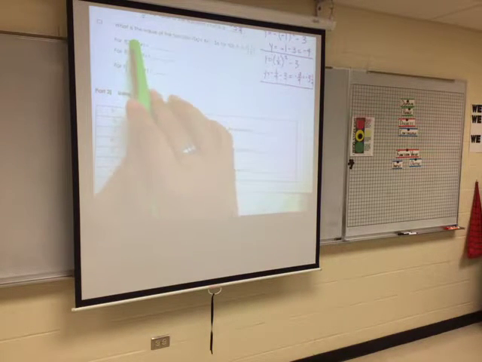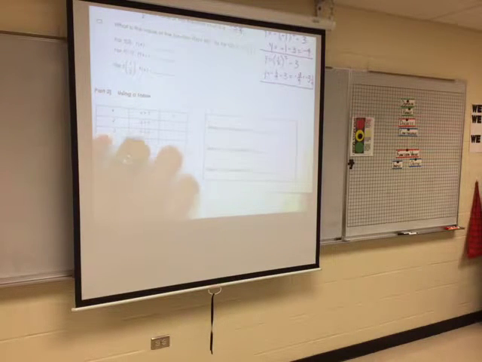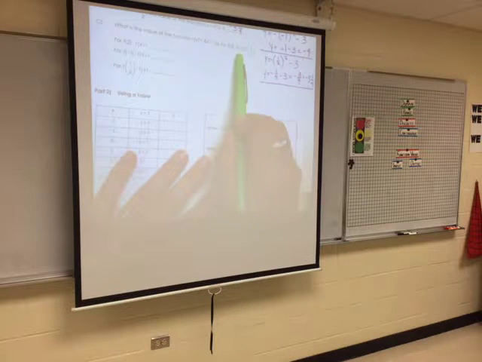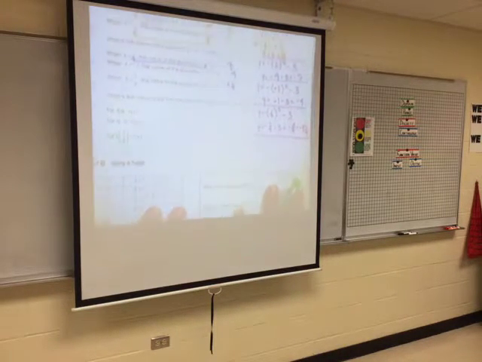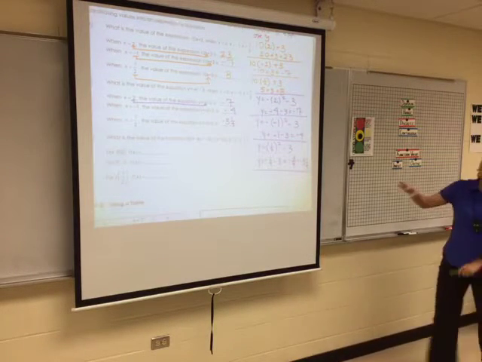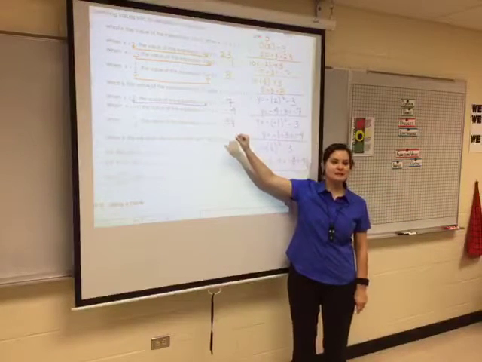All right, finally, what is the value of the function f of x equals 4x squared minus 5x for f of 2, f of negative 1, f of 1/2? I'm going to bring this back down for just a second because I want to point to the other ones. So what's different about this question versus what we had in example A and B?